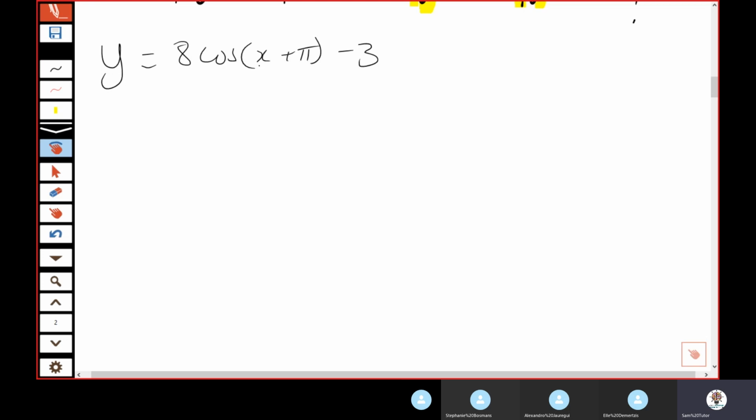Draw your normal cos. Draw it for an amplitude of 8. Then do your translation to the left or to the right for your axis, and then you're going to bring the whole thing down through. So the minus 3 is the last thing. So first try to draw up that bit there.